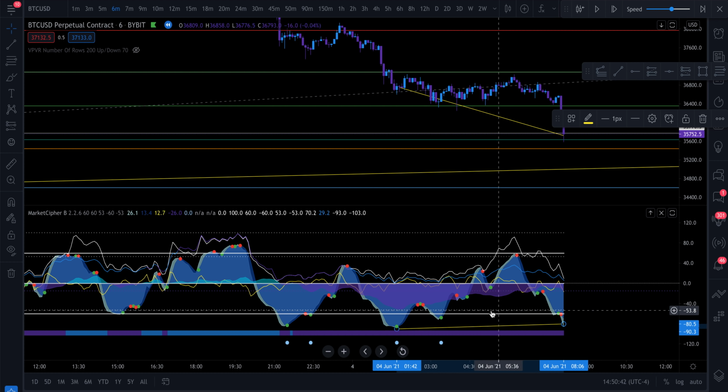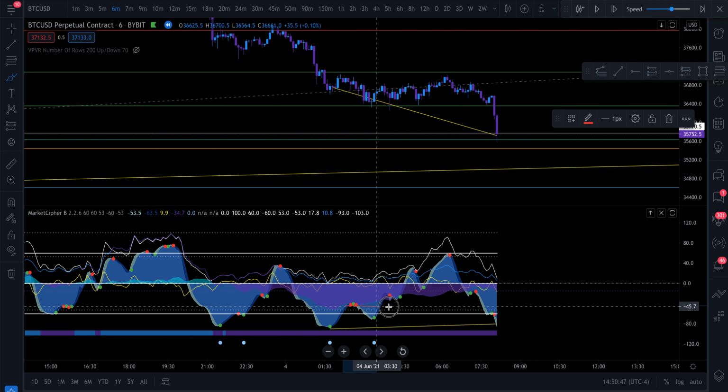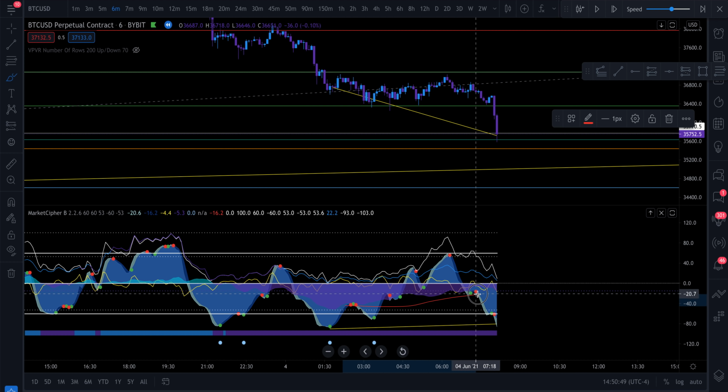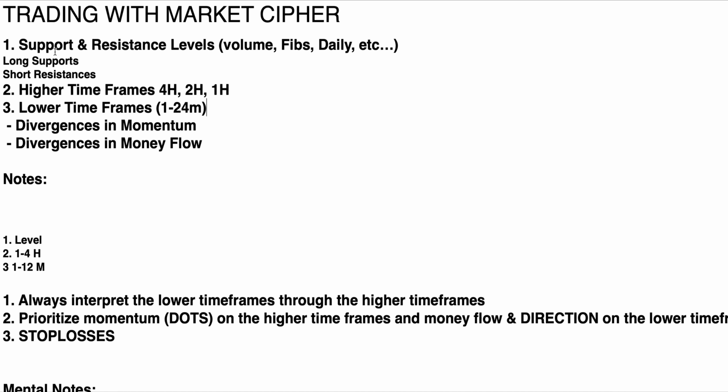And not only was the momentum coming up like that, but we could also clearly see the money starting to come back into Bitcoin, right? We see the money flow curving back up on these lower time frames. So here's what we have. We're at a support. Look for a long. The higher time frames, we're about to print a bottom. The lower time frames, bullish divergences.